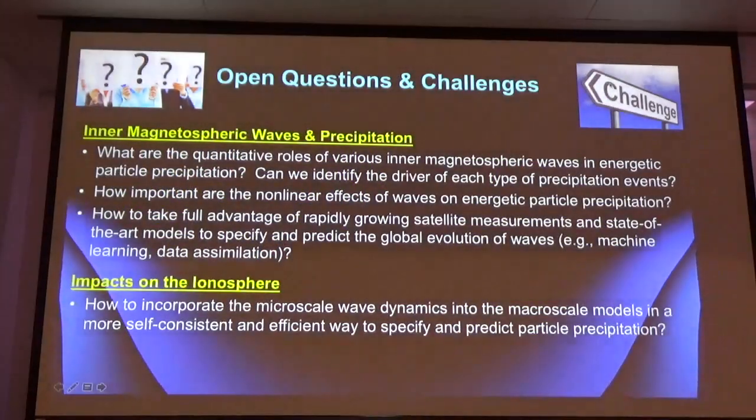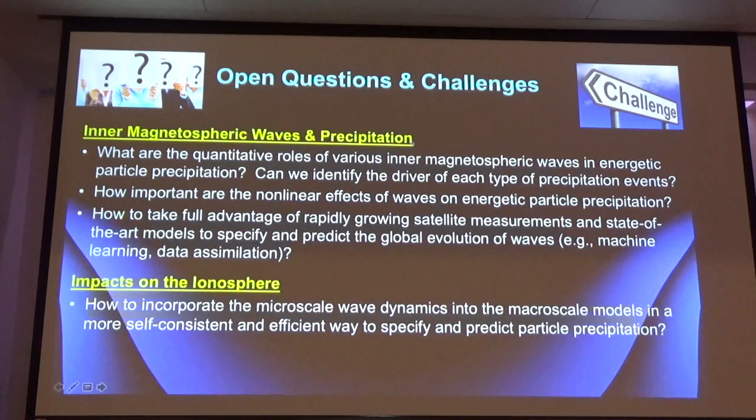Okay, so over the past years, our community has made remarkable progress in understanding the inner magnetosphere waves and their impacts on the magnetosphere and ionosphere. In this tutorial, I mainly focus on their impact in the ionosphere, and I believe the later InterMag tutorial will cover their impacts on the magnetosphere. However, there still exist outstanding open questions and challenges.